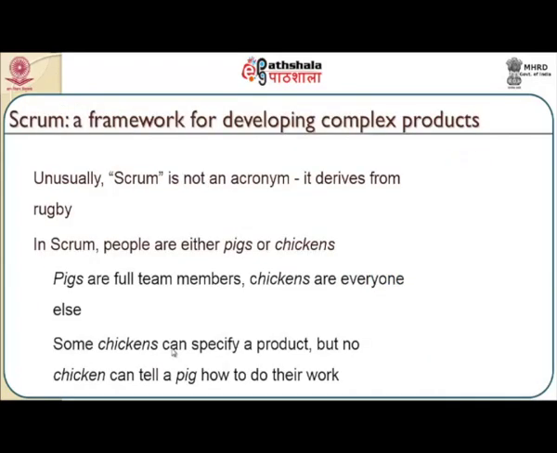Going again to the Scrum practices, to highlight a framework for developing complex products. Unusually, Scrum is not an acronym; it derives from, as I have mentioned, the game rugby. In Scrum, people are either pigs or full team members, say for example the complete team of 9 members who are actively participating, or chickens, everyone else. Some chickens can specify a product, but no chicken can tell a pig how to do their work. So there is a Scrum Master. The Scrum Master is not fixed; the team members are fixed. A person acting as Scrum Master for a particular day need not act for the second day. That is what this particular slide mentions.